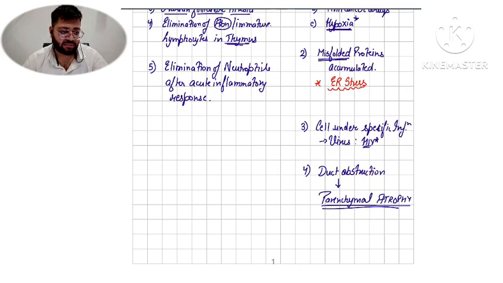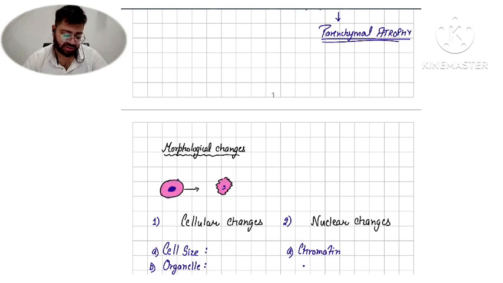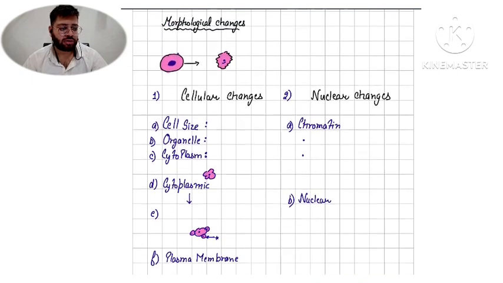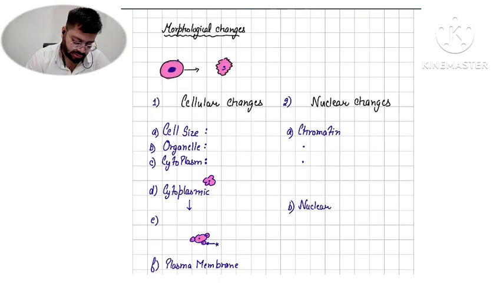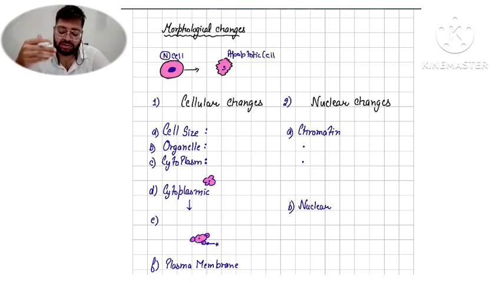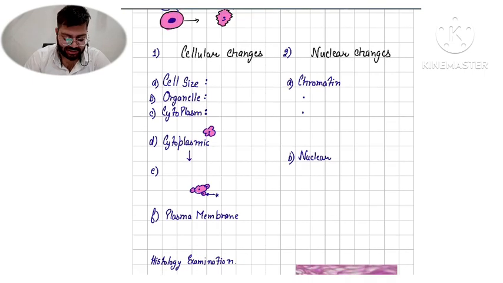Next, we will discuss the morphological changes which occur during apoptosis. So this is a normal cell. This is an apoptotic cell. What are the cellular changes? What are the nuclear changes? We will divide it into two headings. First is cellular changes. What will happen to the cell size? It will shrink.